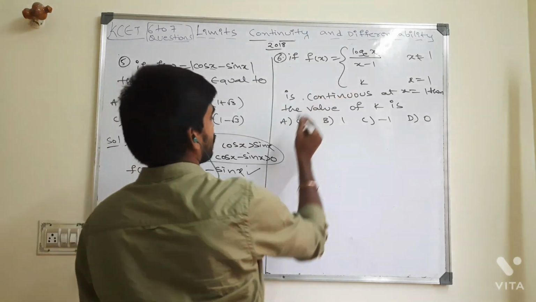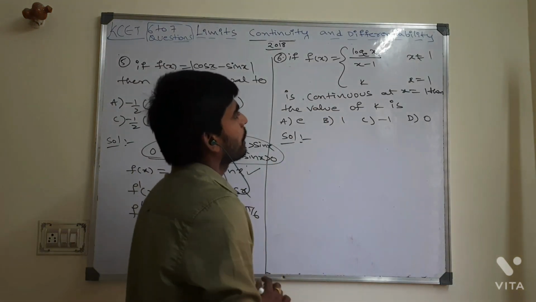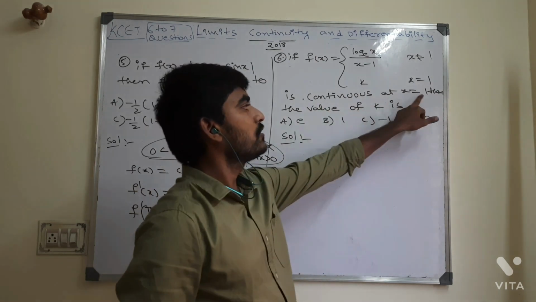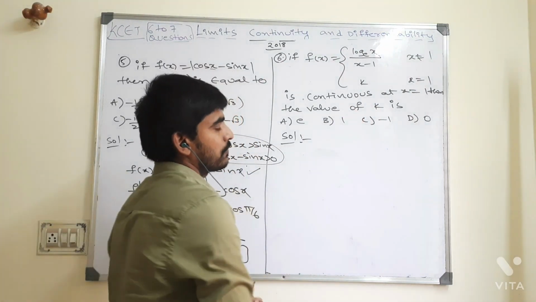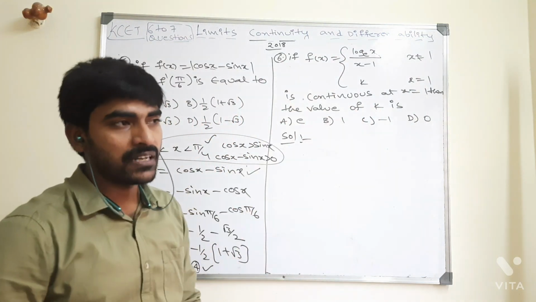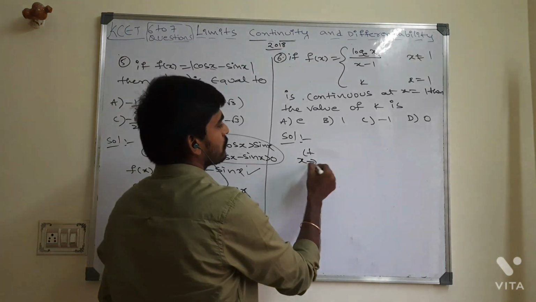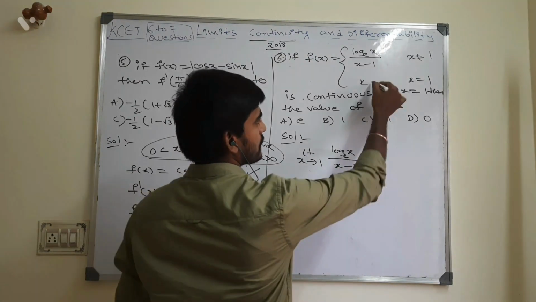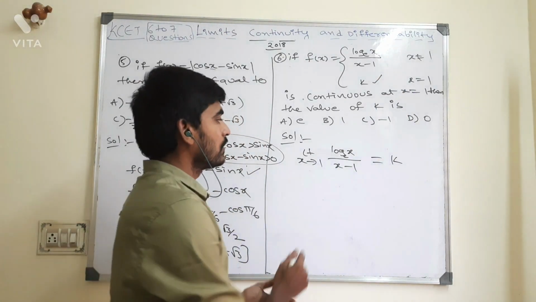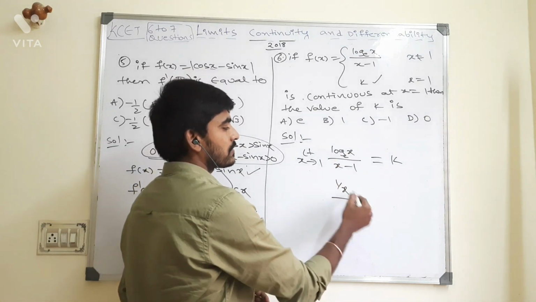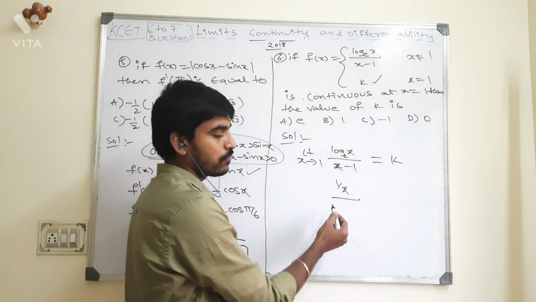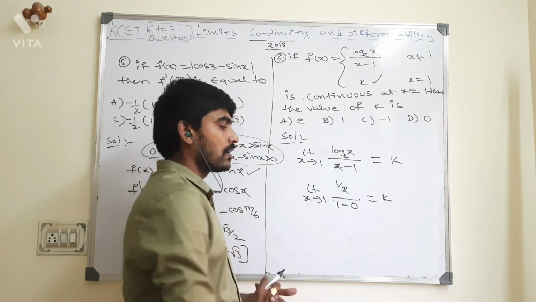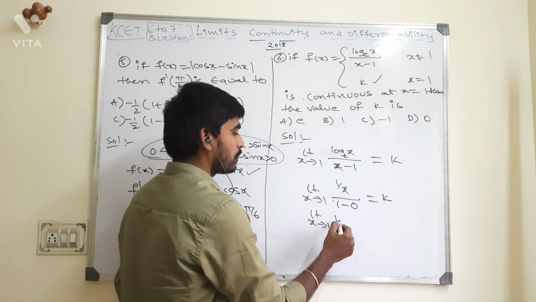So f of x they have given. Anyhow, they are telling me it is continuous at x equal to 1. You just need to find the value of k. Here I can follow L'Hospital rule also. See then, limit x tends to 1, log x base e by x minus 1 is equal to k. Yes or no? Now log x derivative is 1 by x, by derivative of x minus 1, derivative is 1, is equal to k. Now I would like to apply the things. Limit x tends to 1 of 1 by x equal to k. This 1 by 1 is equal to k. The value of k is equal to 1.